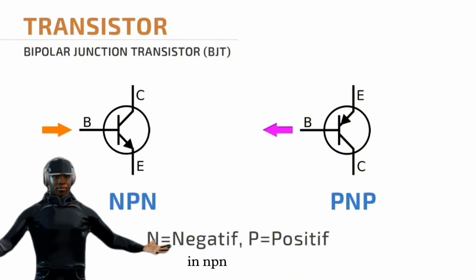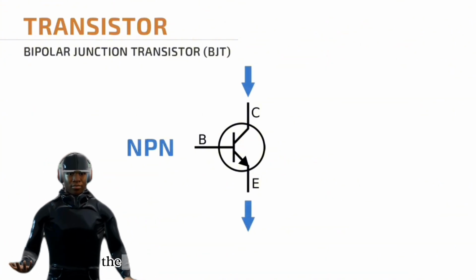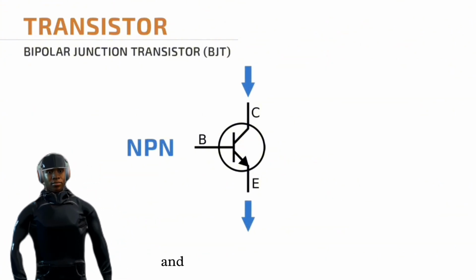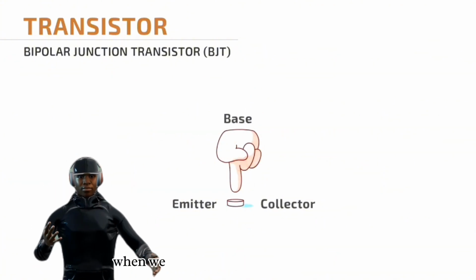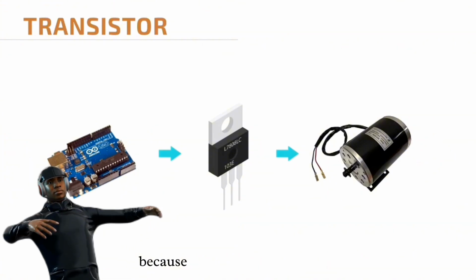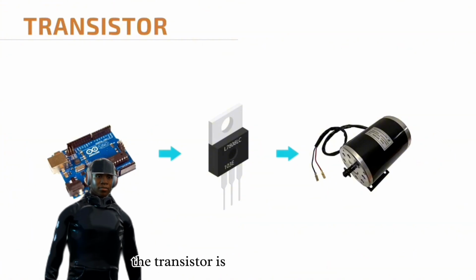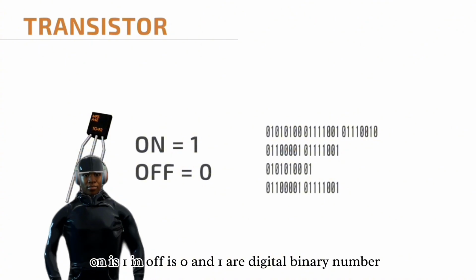In NPN transistor, the collector leg is the leg that receives the current. Then the emitter is where the current comes out, and the base is the switch. If analogized, the base is our finger when we turn on the light with the switch. Because the transistor is a switch, the transistor is used for digital use. On is 1 and off is 0, and 1 and 0 are digital binary numbers.